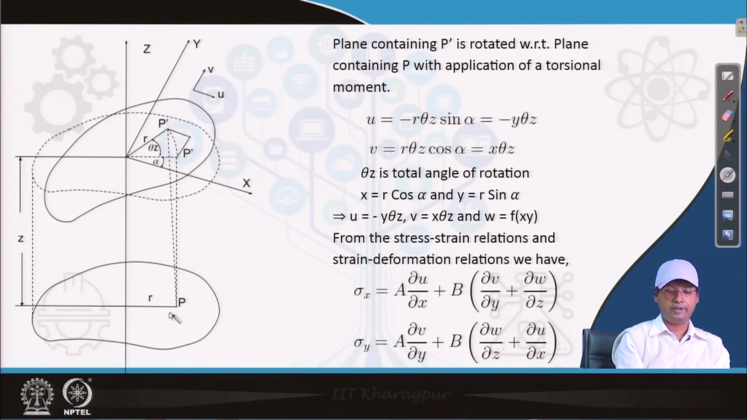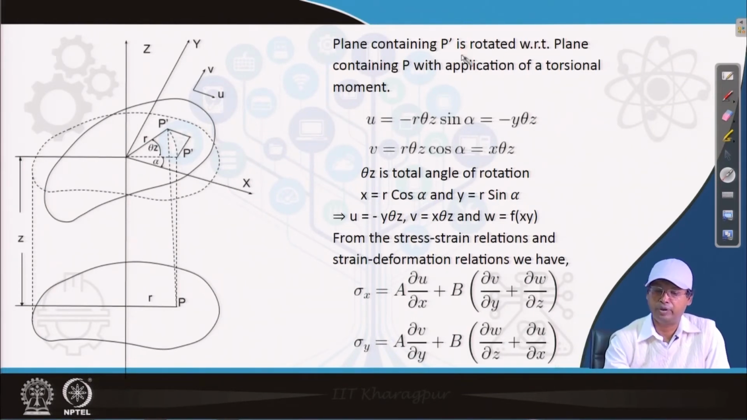We define that a point P, which is r distance apart from the z axis, is rotated to P prime. Initially this was the P point, and then after application of the torsion, it has rotated to this point. Now, with this concept, how do we get the displacement and other equations? Let us try to see.